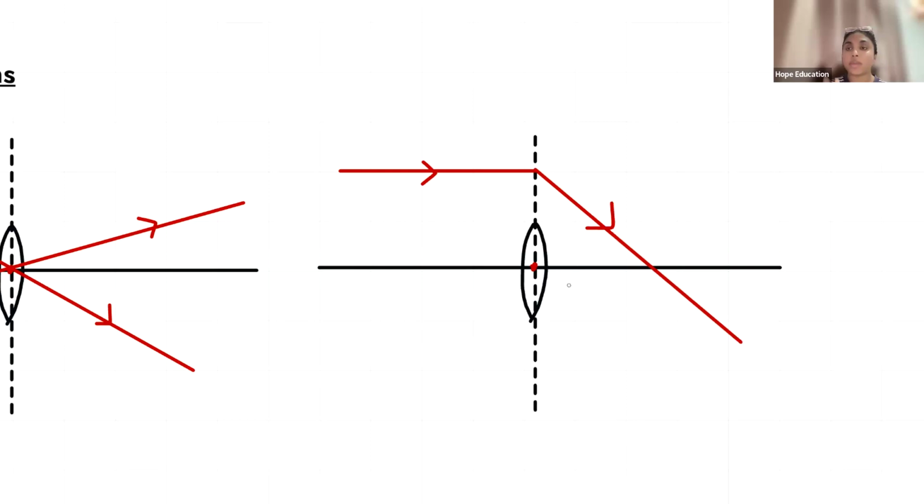As we discussed last week, when you send a parallel light ray that is parallel to the principal axis, it will be refracted, of course. And when it is refracted, it will go through the focal point on the principal axis, right?